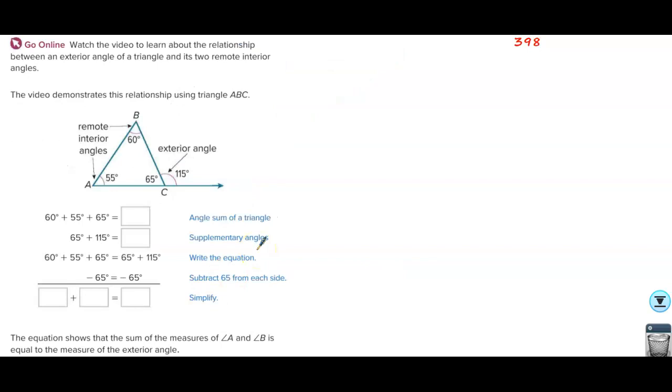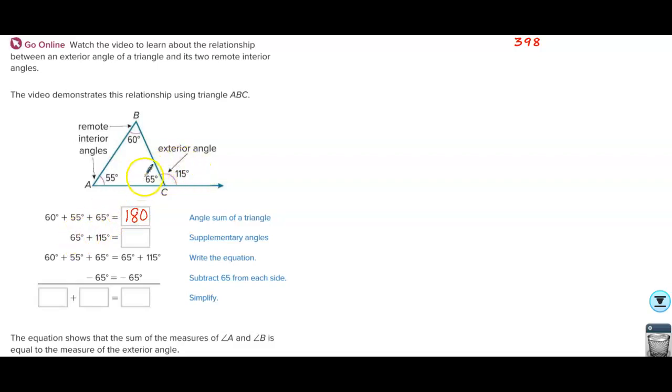All right, watch the video to learn about the relationship between an exterior angle of a triangle and its two remote interior angles. Well, you don't have access to that. You're stuck with my video. But what they're saying is here's your exterior angle, and it is equal to this angle plus this angle, right? So if we add 60, 65, and 66 together, those are the three angles of our triangle. Those add up to 180 degrees.